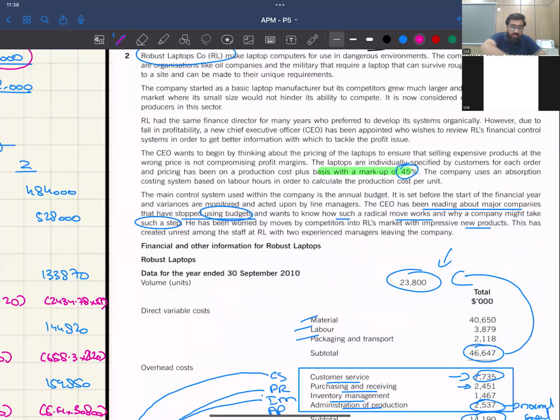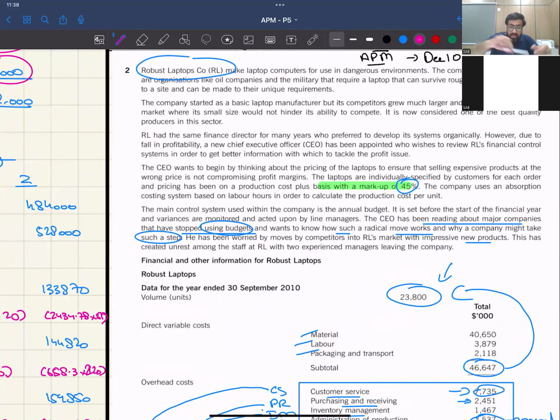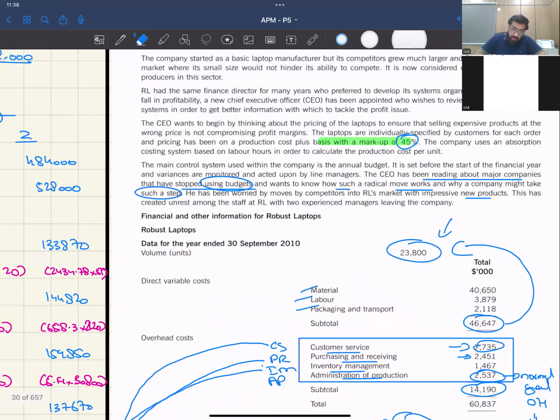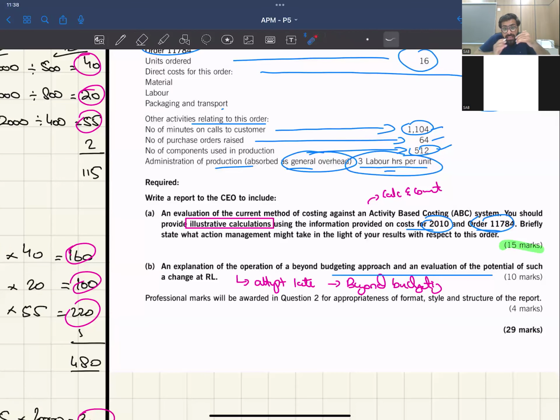So let's have a discussion. Guys, beyond budgeting is important. They can give you easily 10 marks for this, right? And 10 marks at APM level is very good. So the requirement is an expansion of operations of the beyond budgeting approach and evaluation of the potential of such a change at RL. Now see, you have to evaluate the potential of such a change at RL.